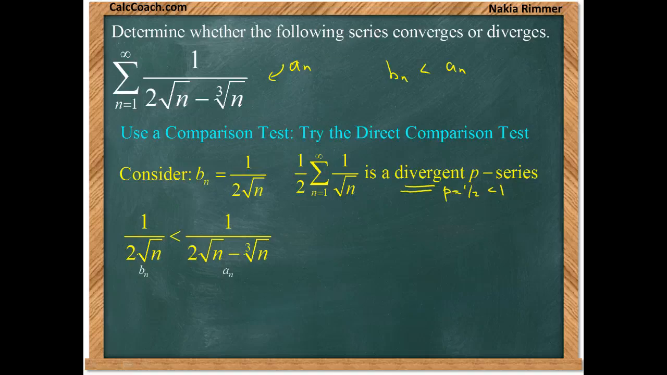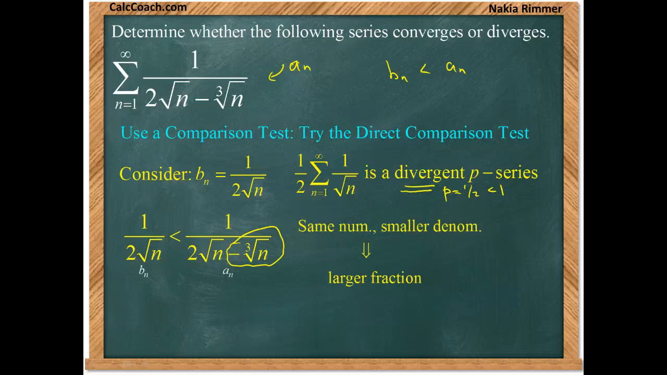b sub n is less than a sub n. What's the difference between these two? The difference is the presence of this cube root of n term in a sub n that's not in b sub n. So what that does is make a sub n have a smaller denominator. And if you have a smaller denominator, all other things being equal, then you're going to have a larger fraction. That's one of the main reasons why I put that 2 in there, so I can make this comparison more directly with less effort.